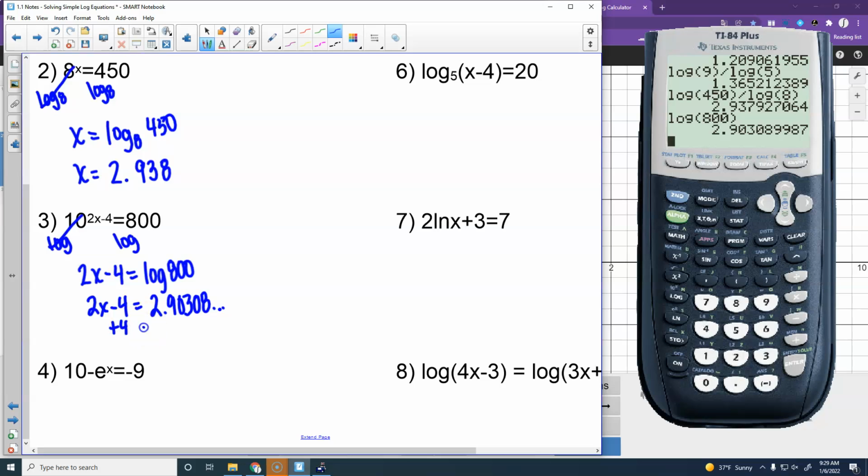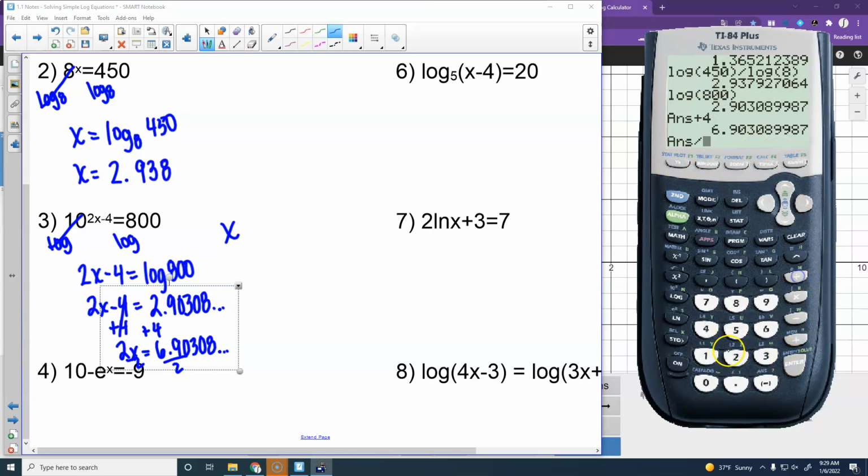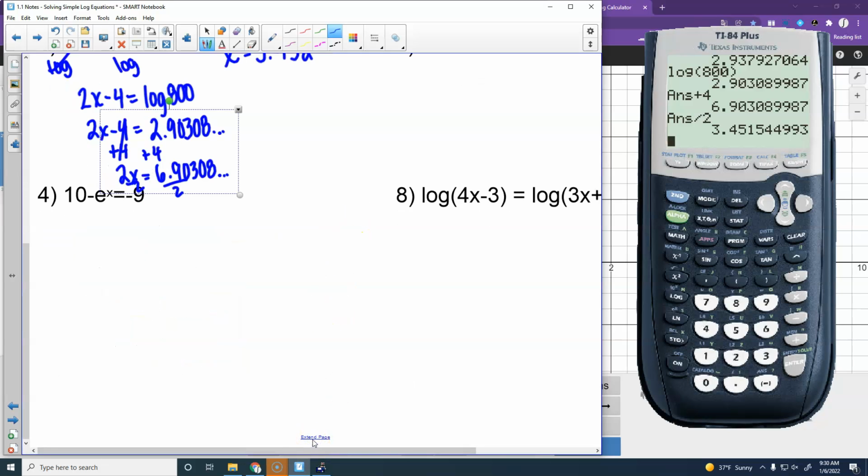Perfect. We'll add 4 first, and then we'll get 6.90308, and then last step, Blaine, just divide by that 2. Very good. So if I add 4 here, and then we get 3.452. Okay, questions?